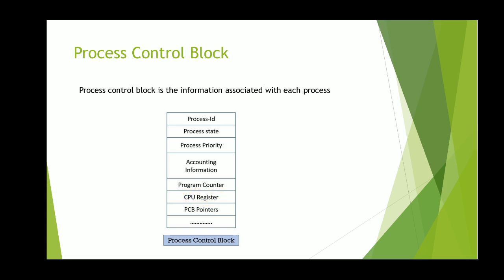When a process changes from running state to waiting state, it will store all the processor registers in this memory location. And when the process comes back to the running state, these CPU register values will be reloaded into the CPU to start the execution from where it left off. And it also contains some PCB pointers.